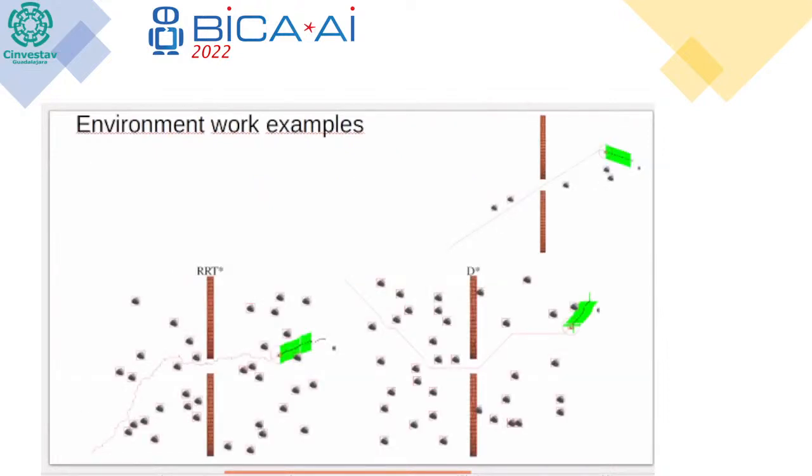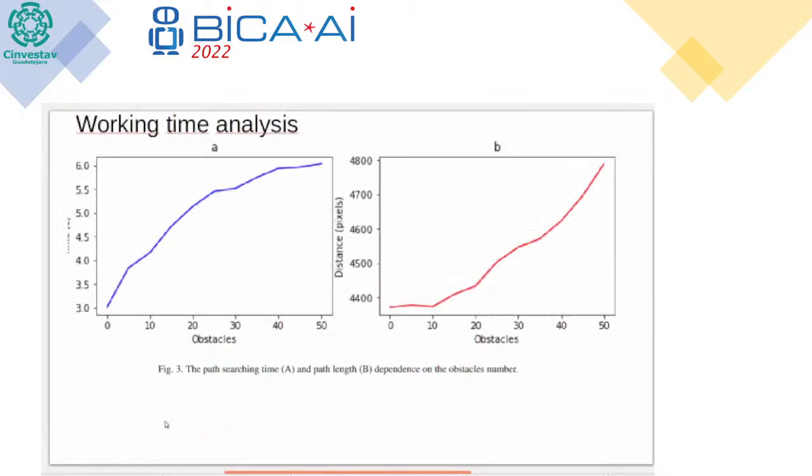On the next slide, we can see the dependency of the path searching time and path length on the number of obstacles in the environment, because it is also a setting that we can vary. So as you can see, D-star can work efficiently even with a higher number of obstacles, and RRT didn't allow us to get such good results.